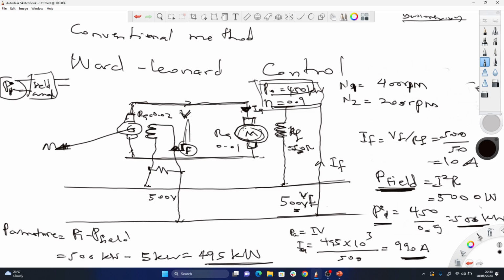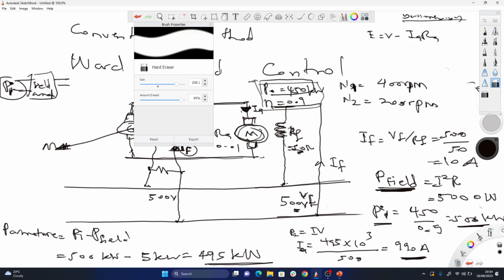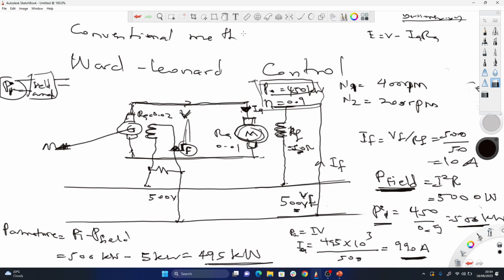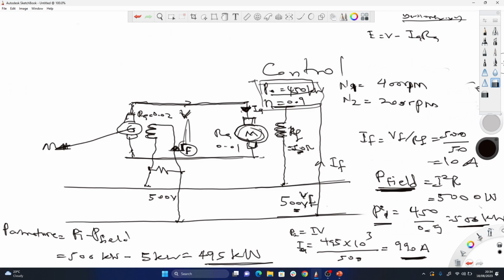Right now, I have current. Let me find the back EMF of this motor here. E is equal to V minus IA RA. I don't want to clear this because I'm referring to it. That's why I'm keeping this diagram here. I'm sorry that it looks clustered a bit, but pardon me. Let's find out the back EMF.